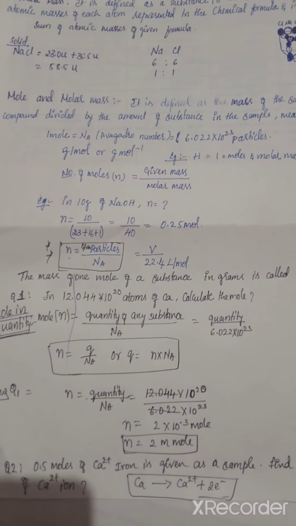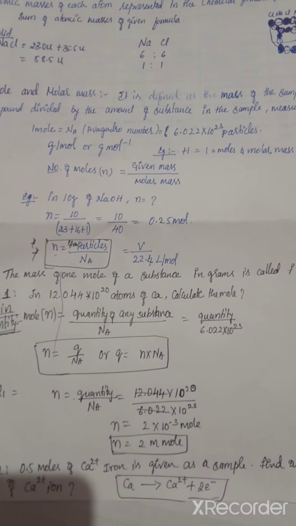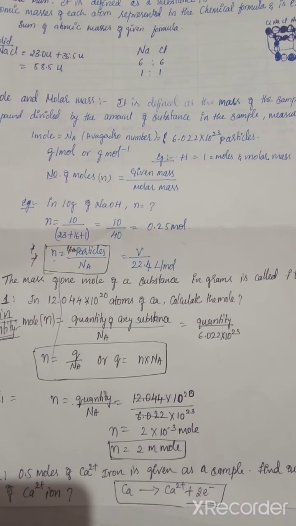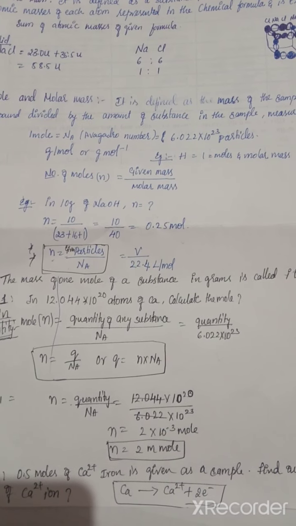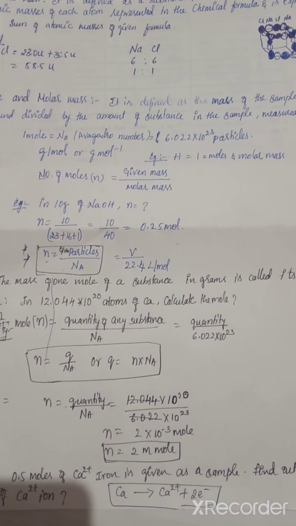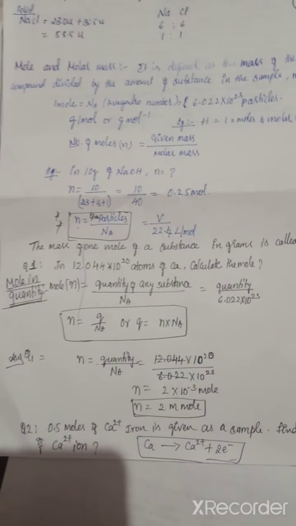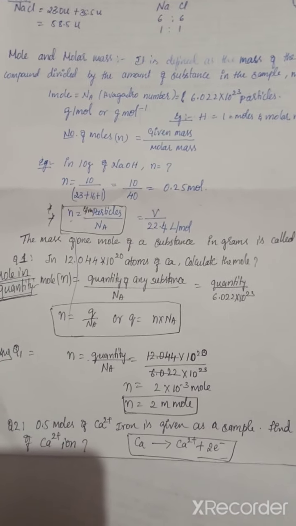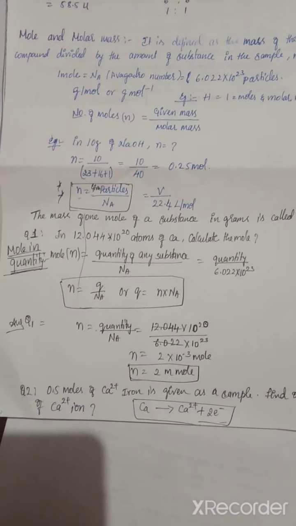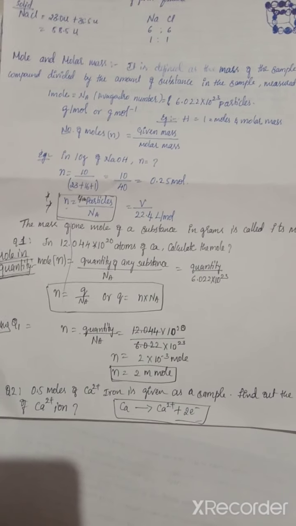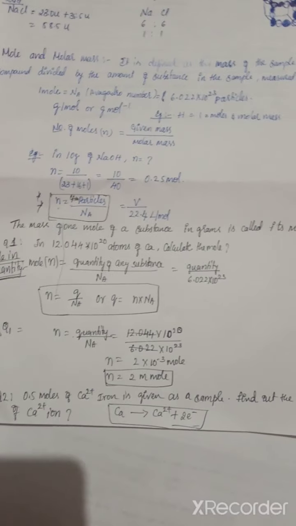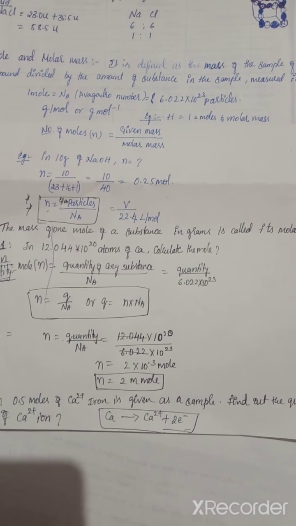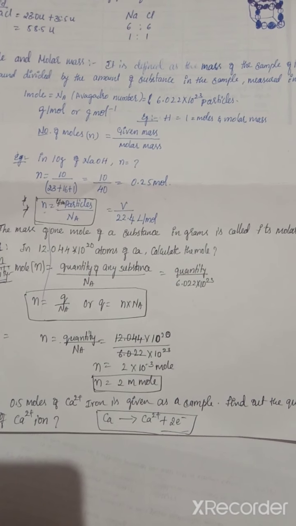Last class we discussed the molar mass and how we calculate the moles: n is equal to given particles divided by Avogadro number. Today we are going to discuss moles in quantity. Moles in quantity means we will calculate the moles from the quantity of any substance, divided by Avogadro number.